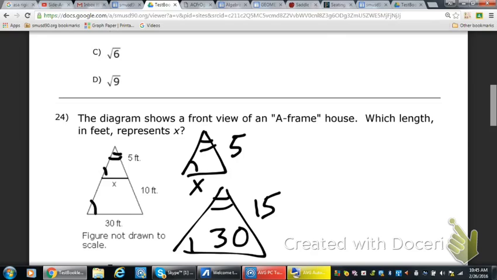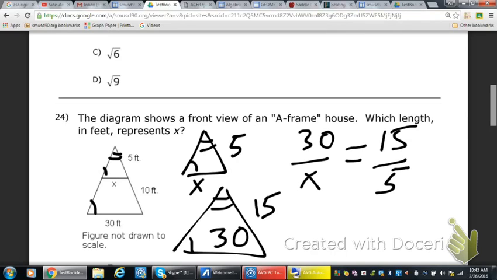Now we're ready to set up a proportion. 30 is to x as 15 is to 5. You could cross multiply, but I would just say 15 times 2 is 30, 5 times 2 is 10. So x equals 10. I'm not going to scroll down, but I'm pretty sure it's one of the choices. X is 10.